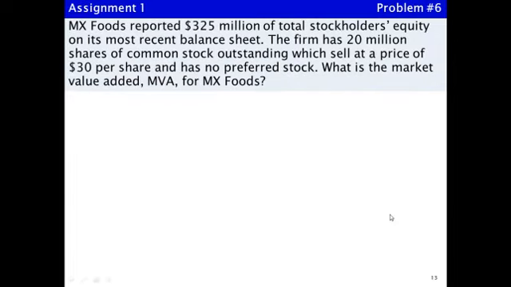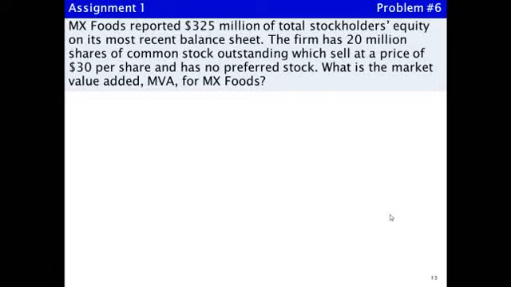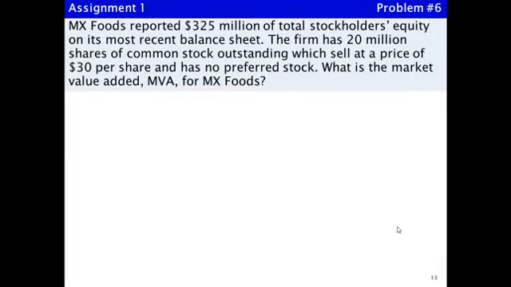Number 6. MX Foods reported $325 million of total stockholders' equity on its most recent balance sheet. The firm has 20 million shares of common stock outstanding that sell at a price of $30 a share and no preferred stock. What is the market value added, MVA, for MX Foods?